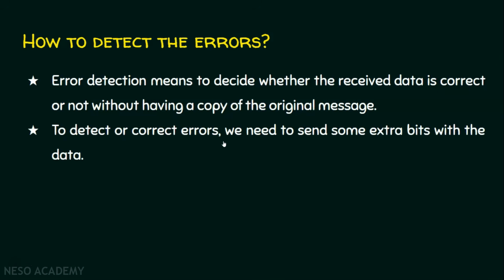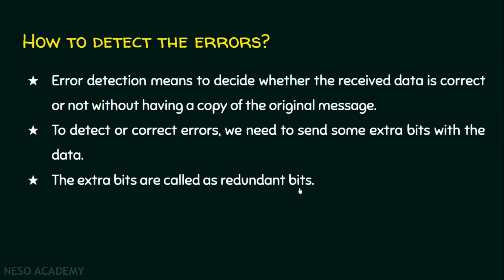So to detect or correct errors, we need to send some extra bits with the data. And these extra bits are called redundant bits. Let's see what redundant bits are, that is, redundancy.